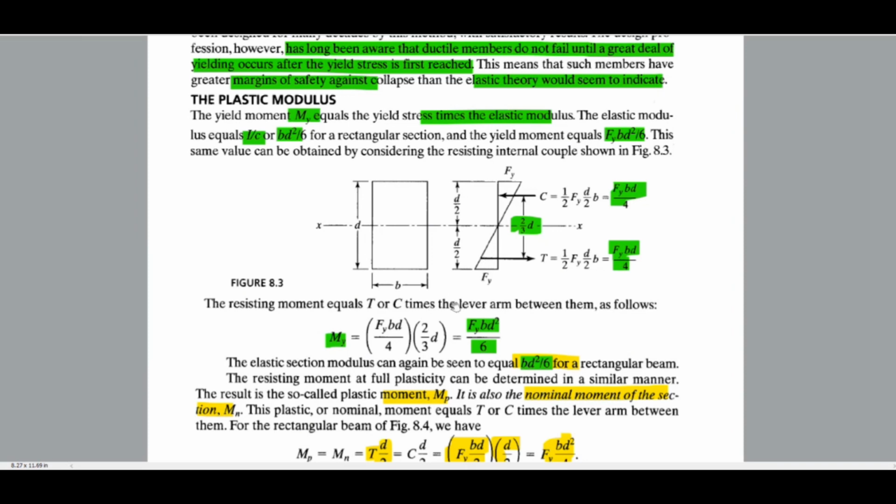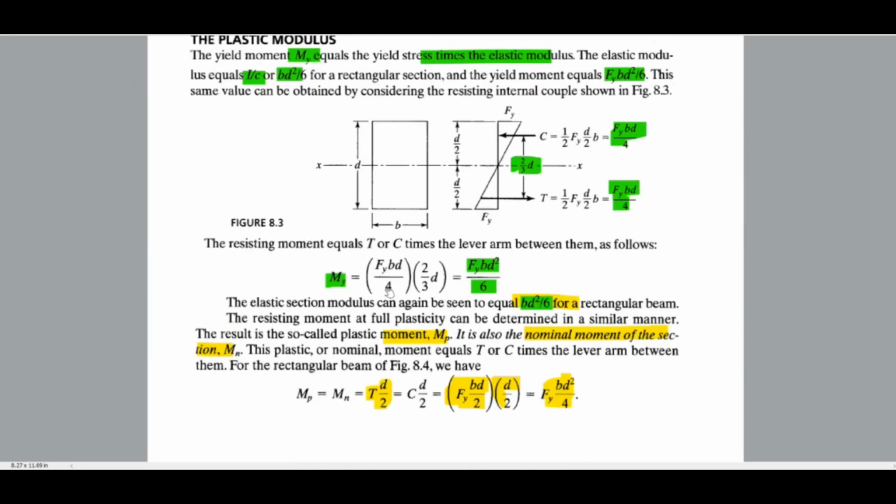Resisting moment equals tension or compression times the arm between them. My equals Fy b d by 4 into 2 by 3 into d. So Fy into bd squared by 6, the elastic section modulus, can again be seen equal to bd squared by 6 for a rectangular beam.